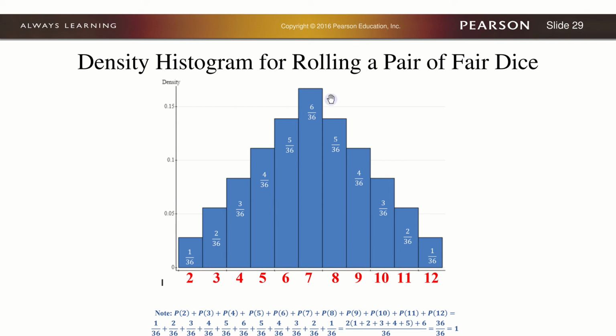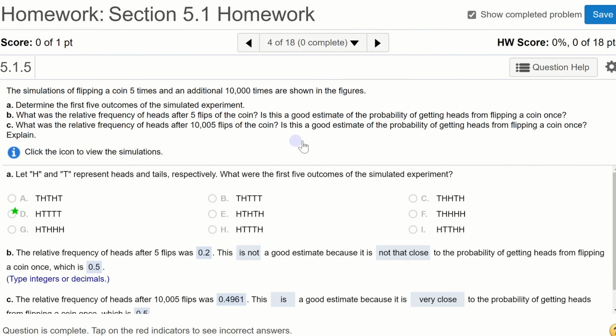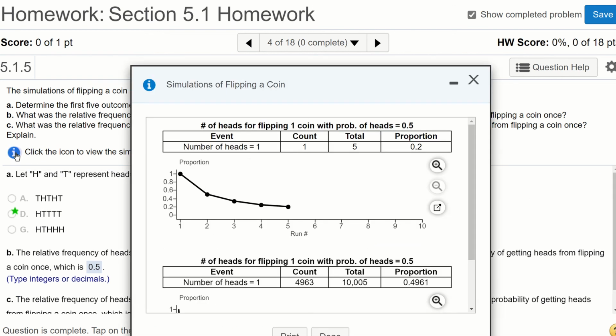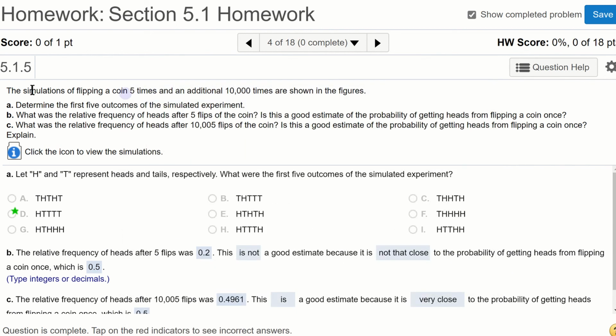So now we will go and take a look at some of the homework problems to make sure you can handle all of them. All right, so here's a problem that deals with that coin flipping simulation which we did together earlier. And notice that they have shown you the results in this graphic here. Okay, so let's read it first.